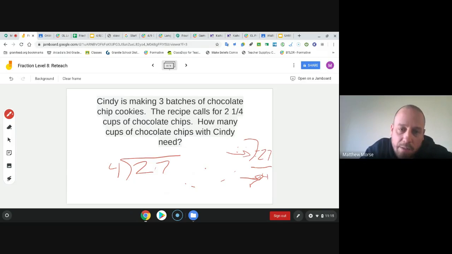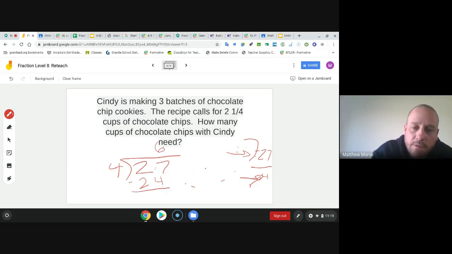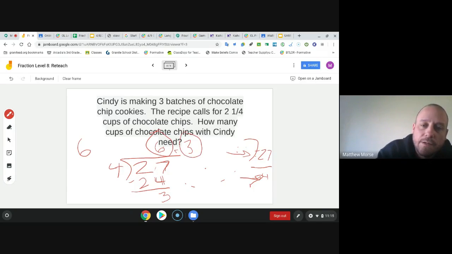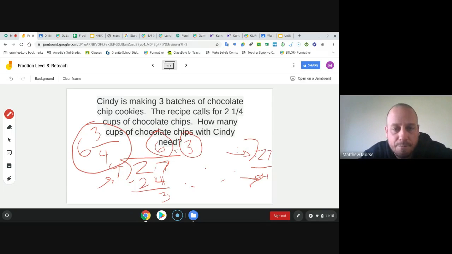Okay, so let's see, 4 times 5 would be 20. 4 times 6 would be 24. 4 times 7 would be 28. So 7's too much. So you're going to go with 6. 6 times 4 equals 24. And you're going to subtract 7, take away 4 equals 3. So you have 6 remainder 3. So last step, this is your whole number. So 6. This is your numerator, 3. And this is your denominator. So 6 3/4 cups of chocolate chips you would need.